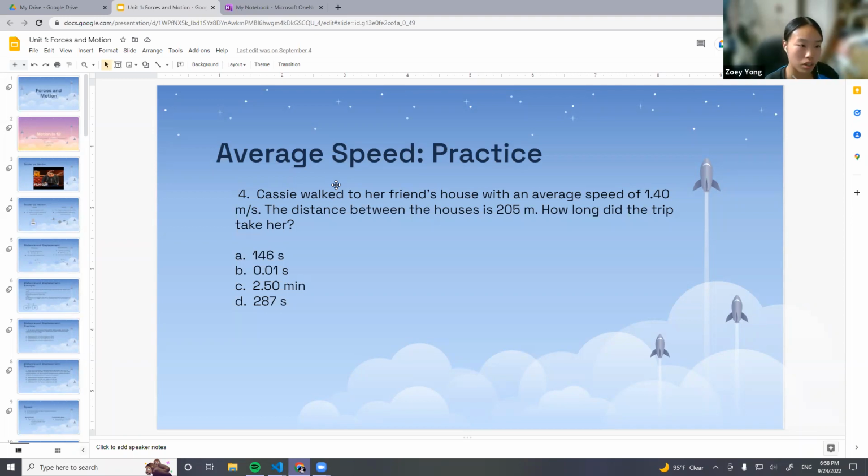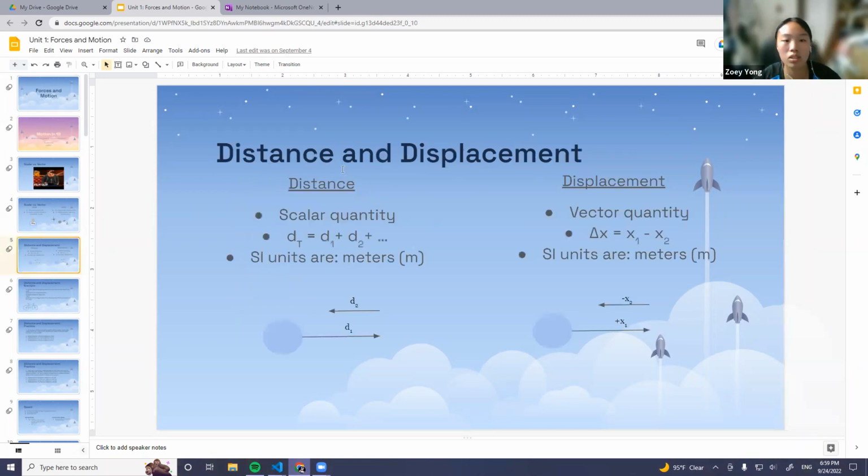And this scalar and vector idea is really important for almost all of physics, because there are going to be different types of things that you try to find, and some are scalar, some are vector, and the way you calculate them depends on whether that thing is a scalar or a vector. For example, distance traveled is a scalar. So I can go to the slides. Yeah, distance traveled is a scalar, so you just add everything and it's always positive.